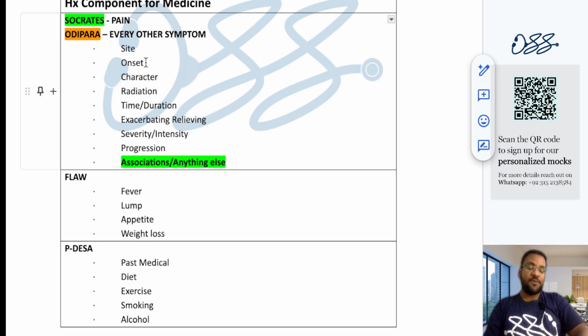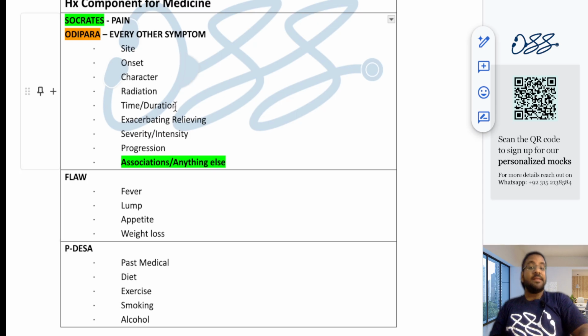Now, what is the ODIPARA? The O stands for onset. Can you please tell me since how long have you been having this vomiting? Sorry, onset was basically, can you please tell me, did this weight loss begin suddenly, or is it happening gradually? Did this vomiting begin gradually, or has it started to happen suddenly?